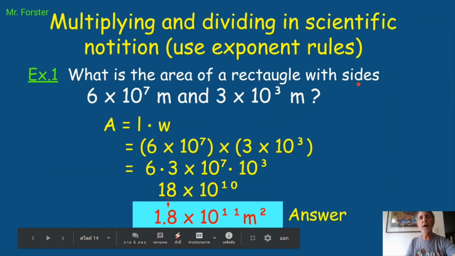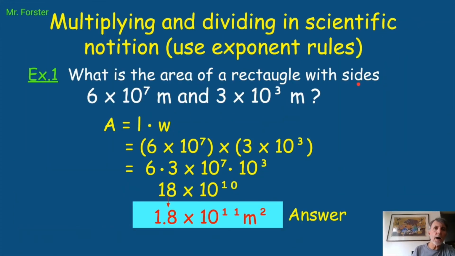Okay, multiplying and dividing. In area, or anything where you're multiplying really, really big numbers, if you want an exact answer, you might not use scientific notation, but if you want an estimate, this is perfectly okay. So what is the area of a rectangle with sides 6 times 10 to the 7th meters and 3 times 10 to the 3rd meters? You might think of a county or something as this size. So 6 times 10 to the 7th times 3 times 10 to the 3rd.